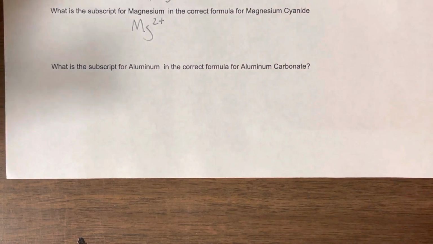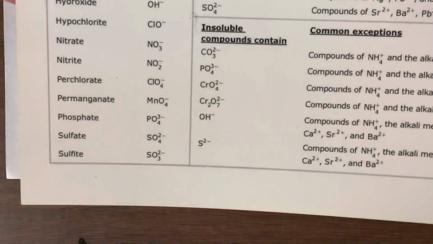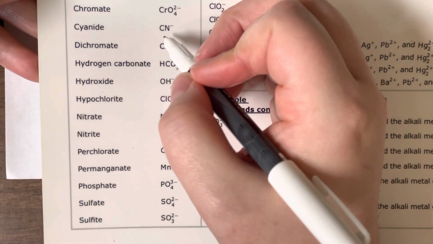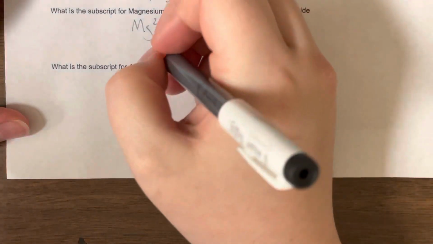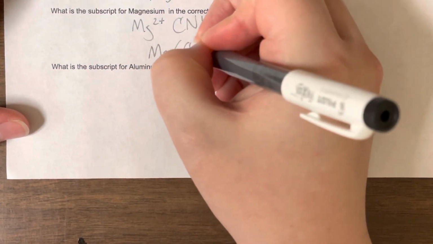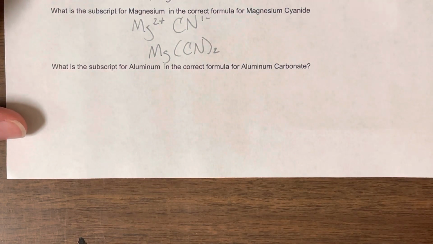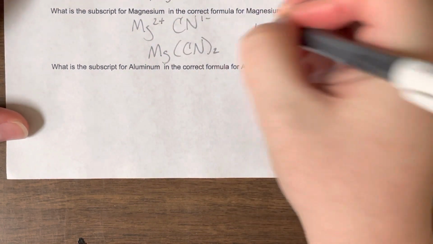And cyanide. Cyanide is a polyatomic, so I'm going to look on the inside of my periodic table and I'm going to find cyanide. When I do, I see that it has the formula CN with a charge of -1. When I crisscross charges for subscripts, I'm going to be left with multiple cyanides, so I need to protect it within parentheses. And I'm asked for the subscript for magnesium, and the subscript for magnesium is invisible, which means it is 1.